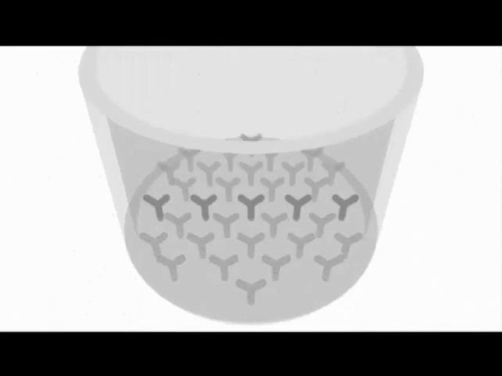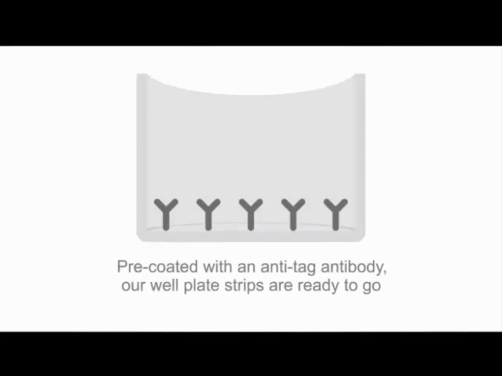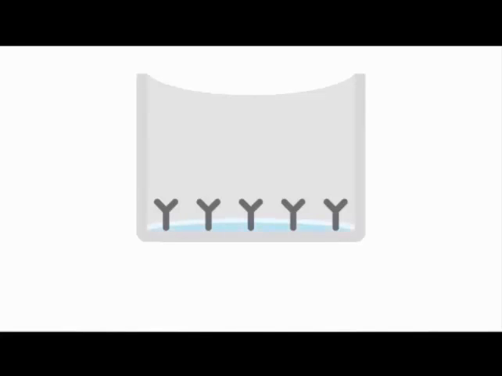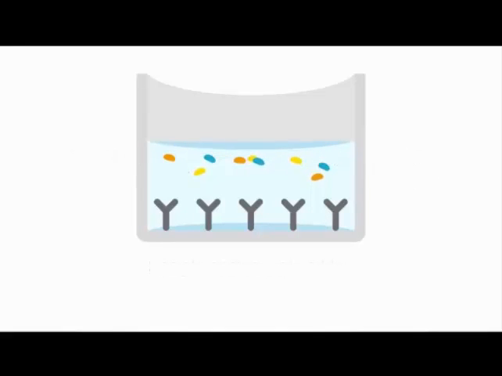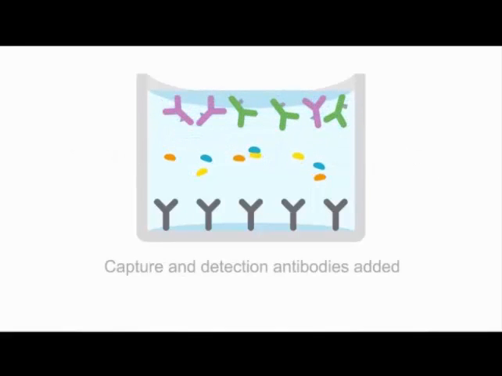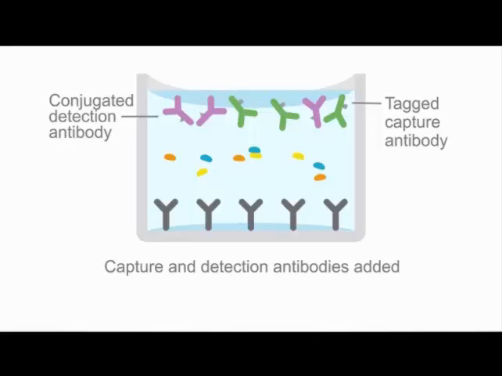The SimpleStep ELISA begins with removing the number of microtiter strips needed to set up your assay. As I previously mentioned, every well in a SimpleStep ELISA is pre-coated with a highly specific anti-tag monoclonal antibody. To begin, add 50 microliter of the protein standard or unknown sample to each well. Next, add 50 microliter of the antibody cocktail containing the capture antibody and detector antibody to each well.